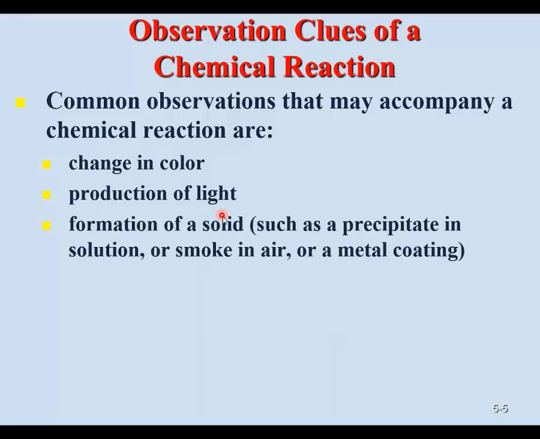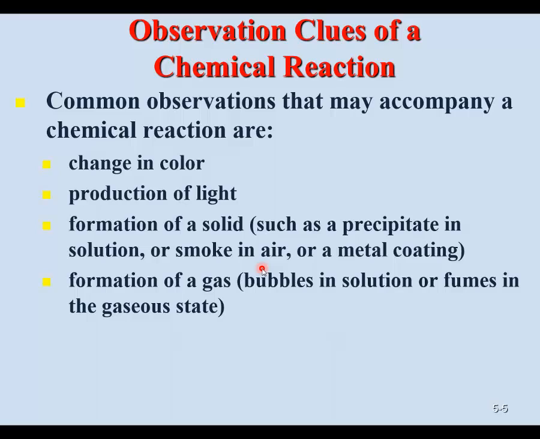We may see the formation of a new substance that's a solid, so we may get a precipitate coming out of solution, or we may be seeing smoke in the air, or we may see a metal coating occurring when we have a redox reaction, as we'll be talking about in this chapter. We may also see new compounds forming that are in the gas state. So we may be seeing bubbles produced in our solution that are not from a boiling process. That could be from a new compound forming. Or we may see fumes that we're observing in the gaseous state. Those could all indicate chemical reactions are occurring.